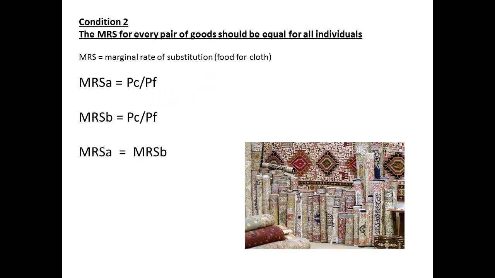Since A is a utility maximizing consumer, then the marginal rate of substitution of food for cloth for individual A is PC divided by PF. Since B is also a utility maximizing consumer, then the marginal rate of substitution of food for cloth for individual B is also PC divided by PF. So MRSA equals MRSB. The marginal rate of substitution for A is equal to the marginal rate of substitution for B, which satisfies the second Pareto condition.